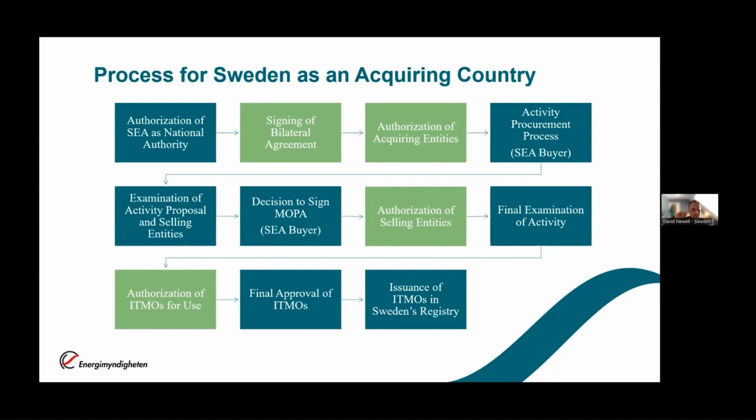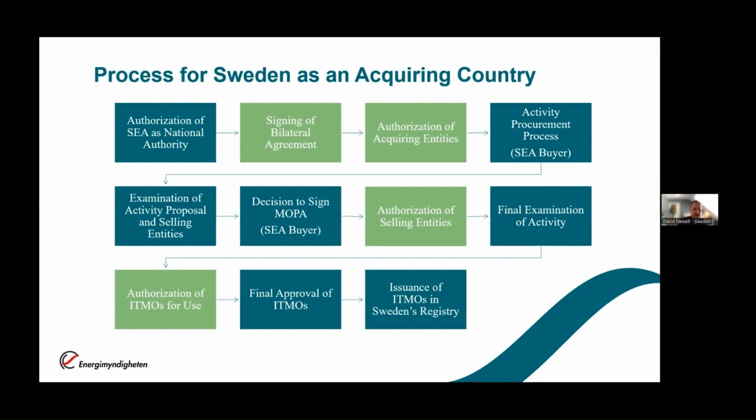That final approval is contingent on basically the MAD, or the project description, being fulfilled as planned. There's nothing that's occurred in the way of threats to SDGs, human rights, anything like that, that could undermine the quality of the ITMOs in question. And based on that, there's a final approval.